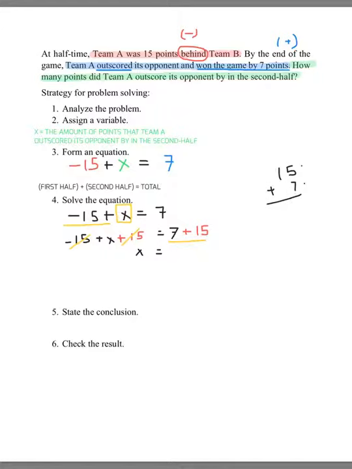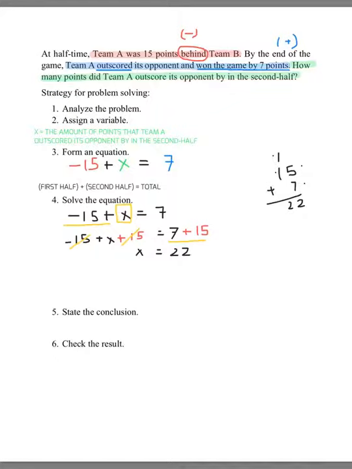So we'll do 5 plus 7. That's going to give us a 12. So we'll bring down the 2 and make a note to add a 1. So we're going to have 1 plus 1. That's going to give us a 2. So 15 plus 7 is 22.